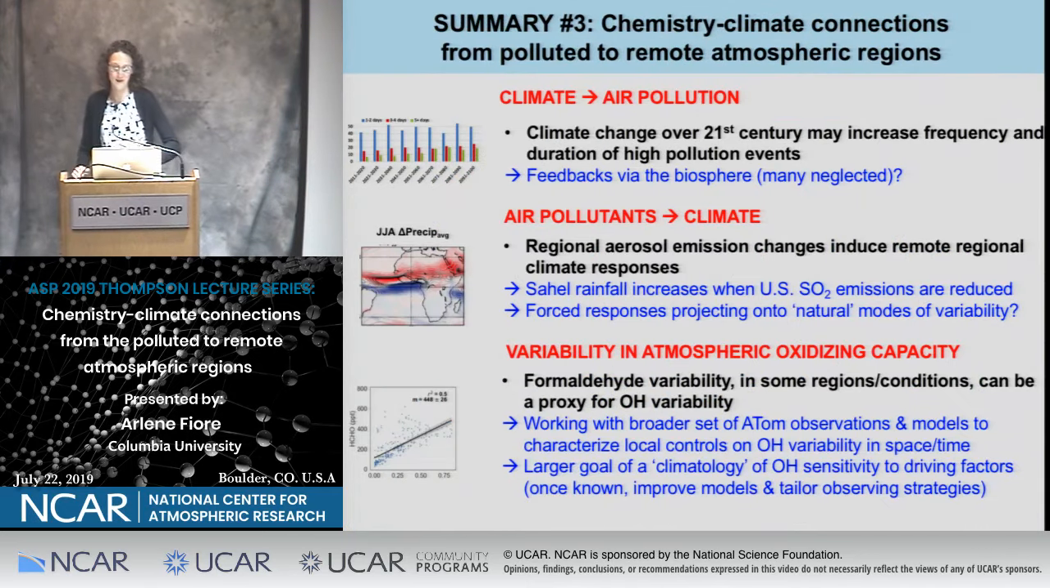But given that it's almost noon, I'm going to go ahead and wrap up here. Our goal with this third project is that we're working with a broader set of ATOM observations, and there's some box modeling that's going to go along with this, as well as the chemistry climate models, to try to understand local controls on OH variability, ideally in different atmospheric regions and different times. At this point, we're looking at season by season. And this is ideally a step that takes us towards this larger goal of really understanding what OH is most sensitive to in different regions of the atmosphere.